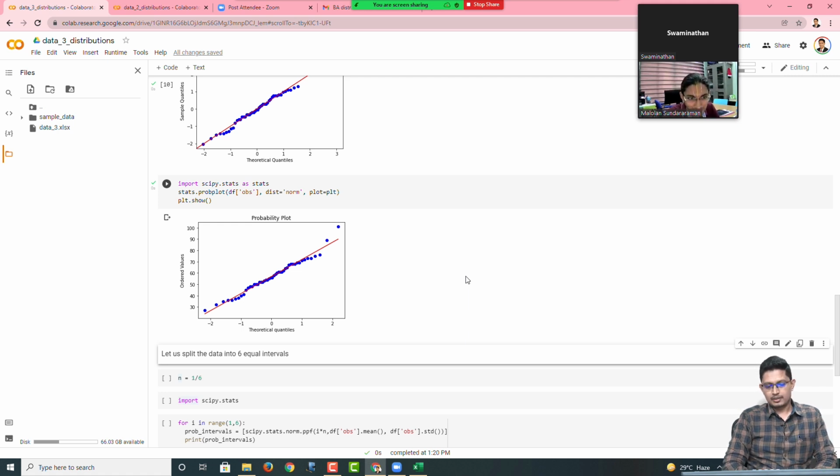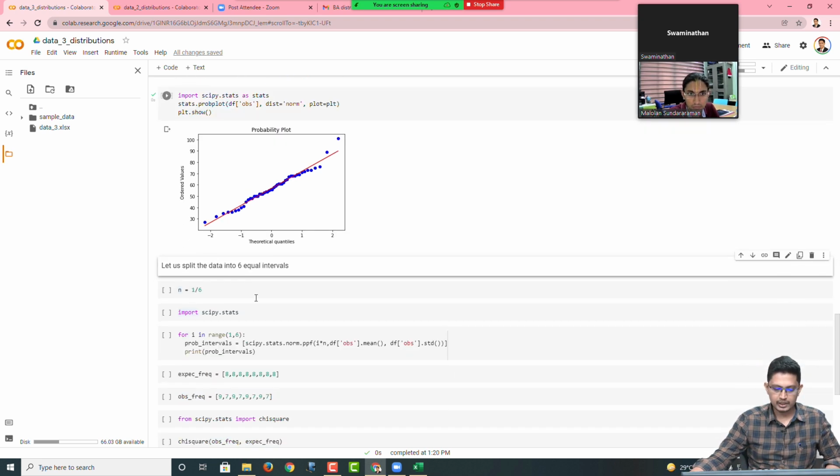So now let's split this data into 6 equal intervals. For example, let's say we have a normal curve. Let's divide it into 6 equal intervals. As you all know, the area under the curve is 1. So if you divide it by 6, the area under each bucket will be around 0.166 or 0.167, right? So this is what I have chosen, to divide the data into 6 intervals.